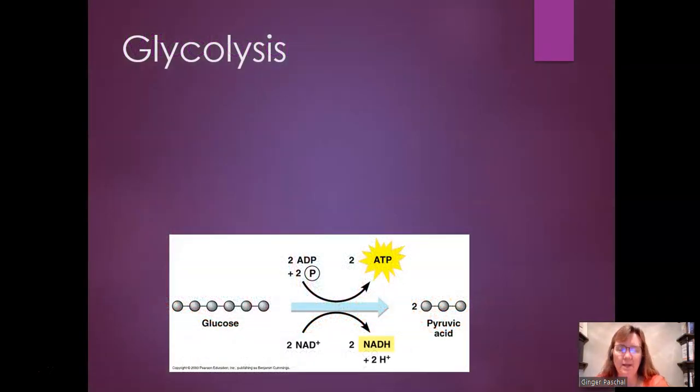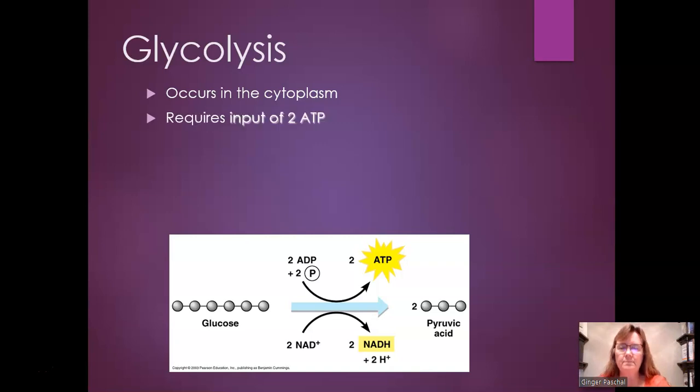All right, so glycolysis. Let's talk about the three parts of cellular respiration. Glycolysis is the first. Glycolysis actually occurs in the cytoplasm, outside of the mitochondria. In order to take a glucose molecule and break it in half, which is what glycolysis does, we need 2 ATP. You can think of it as one ATP grabbing onto one side, the other ATP grabbing onto the other side, and breaking this glucose molecule in half.